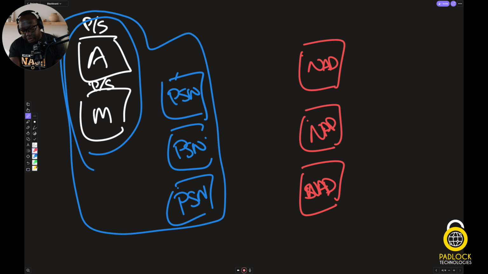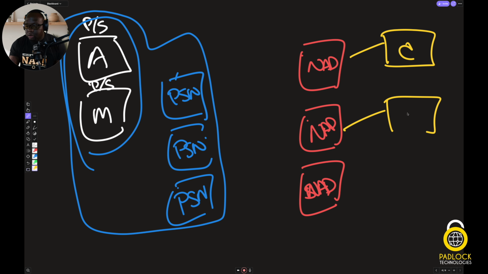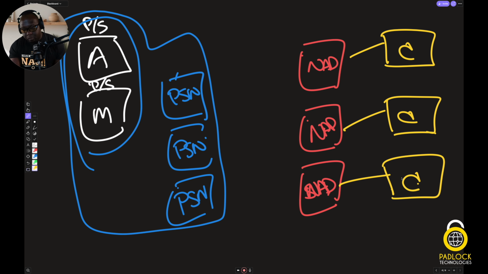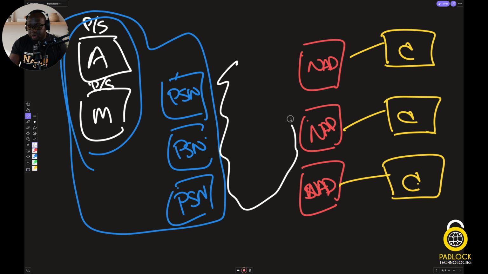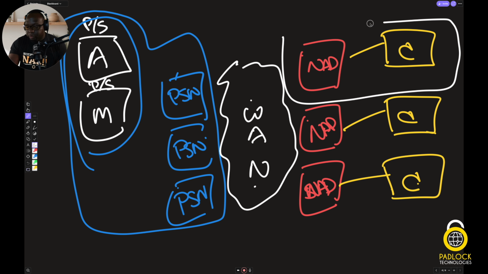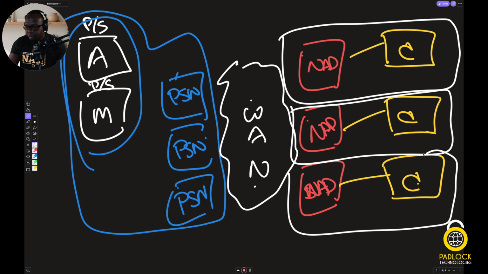And then, again, computer, computer, computer. Now, the funny part about this design here is you don't have to be in the same geographical location. This can be your WAN between it. And then this can be site 1 or branch 1, branch 2, and branch 3.